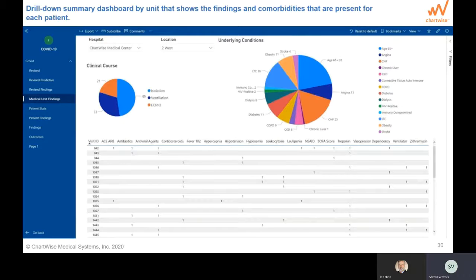This one's just another view of the findings where you can see the clinical course and the underlying conditions. And at the bottom, you see a chart where you can see marked off which findings there were, and you can compare those or sort by those here. And this one is also split out by hospital and location.